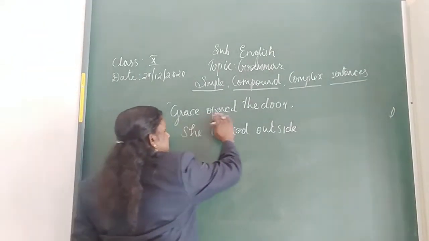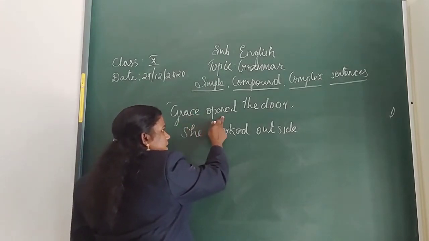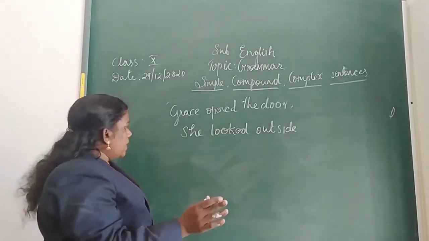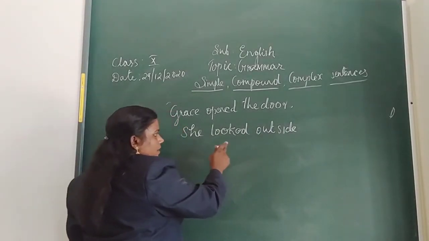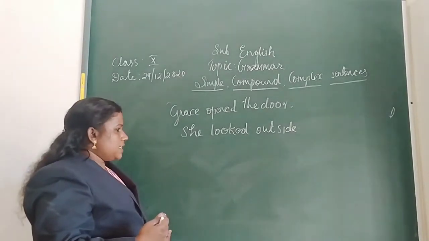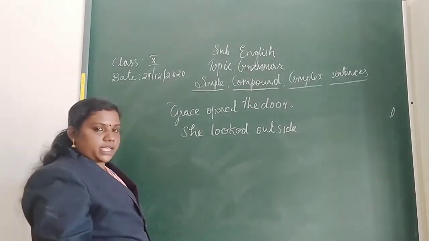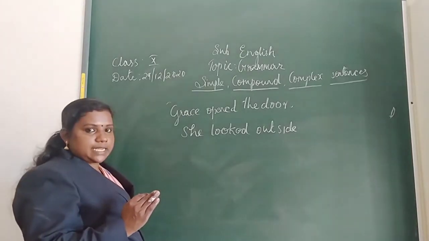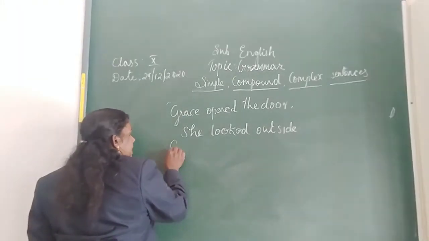This one gives a complete meaning. Who opened the door? Grace. What had she done? She opened the door. One subject, one verb. Here also you can see, she looked outside. Here also one complete meaning we are getting. She is the subject. What had she done? She looked outside. Okay. So how can we connect these two sentences? Can you say?